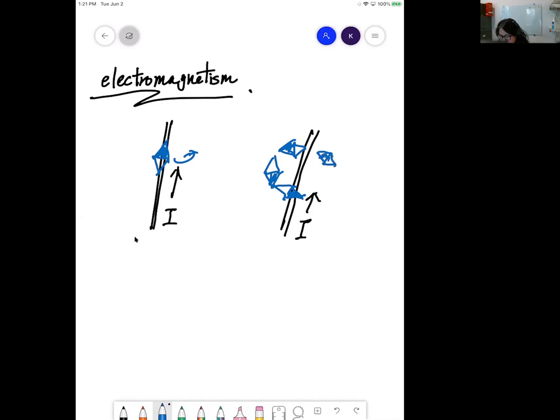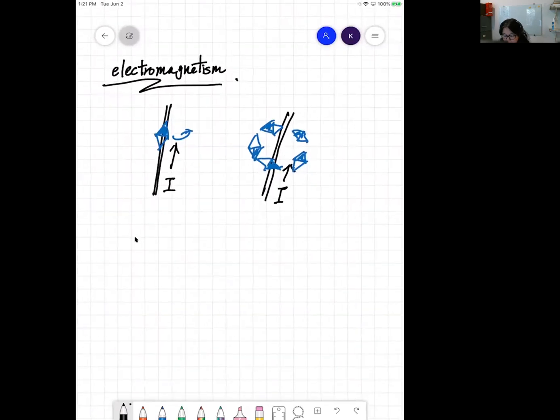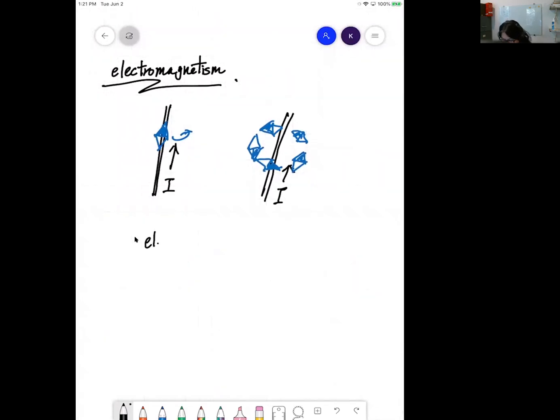And this shows that a magnetic field is generated, because a compass is only sensitive to the magnetic field. It has nothing to do with the electric current. But now it shows that electric current generates magnetic field.